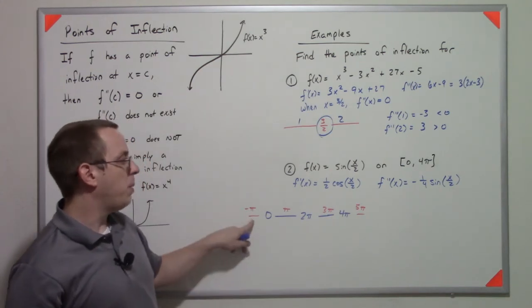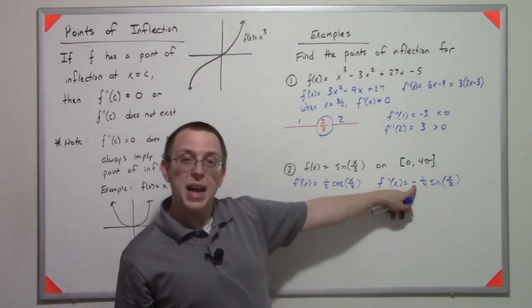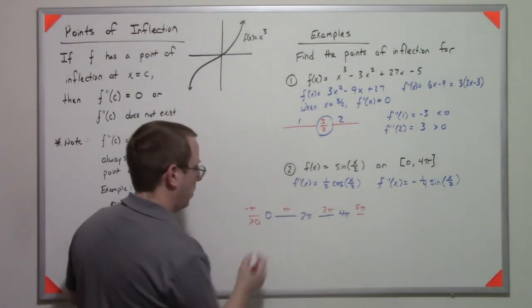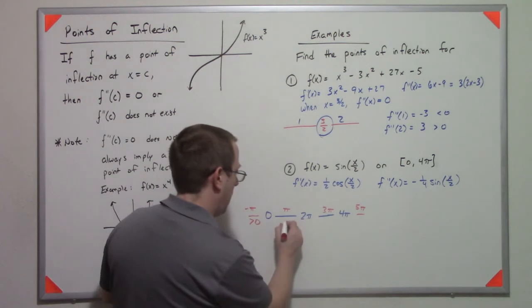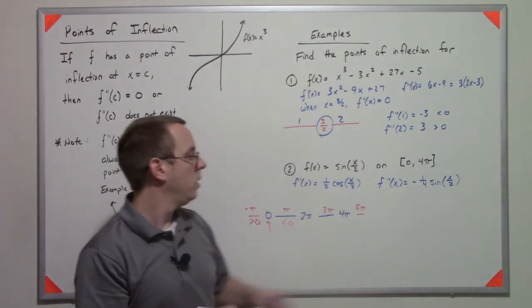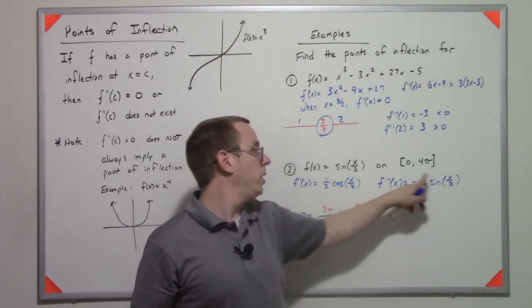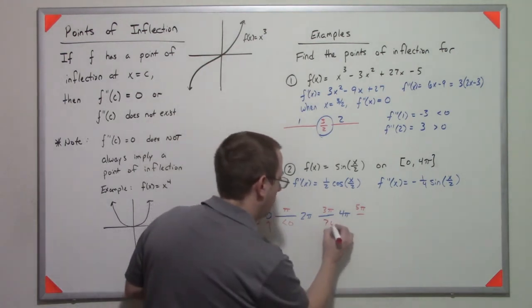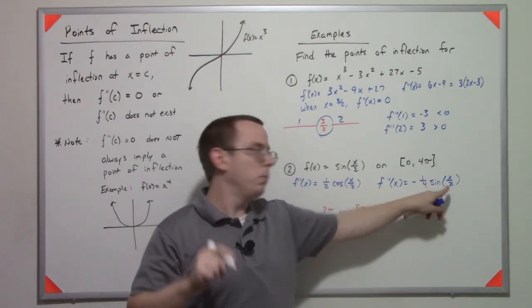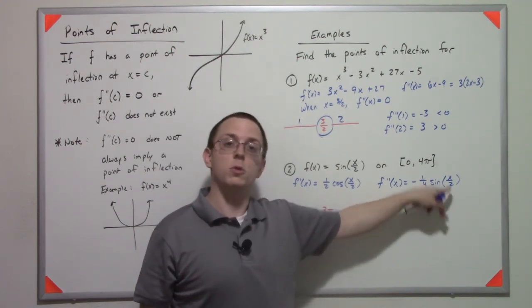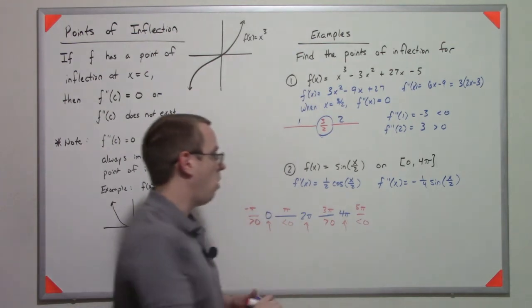If I take negative pi, sine of negative pi over 2 is negative 1, times a negative makes it positive. Sine of pi over 2 is 1, and the negative flips it, making it negative. So that tells me that's an inflection point. If I plug in 3 pi, sine of 3 pi over 2 is negative 1, times a negative makes it positive. 5 pi over 2 is the same thing as pi over 2 for the sine function. Sine of pi over 2 is 1, and that makes it negative. So that tells me that all three of these are inflection points.